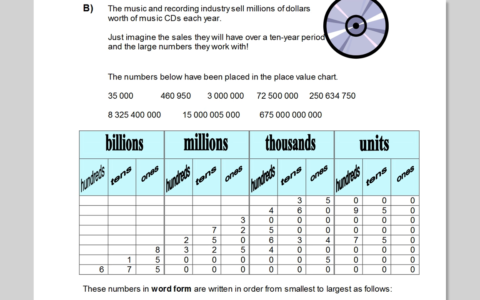Okay, so here we got the music and recording industry. I just flipped the page. So they sell millions of dollars worth of music CDs each year. Maybe not so much anymore now that there's iTunes and stuff. But they used to sell millions and millions of CDs, and then imagine what the sales would look like over a 10-year period. They have to work with large numbers.